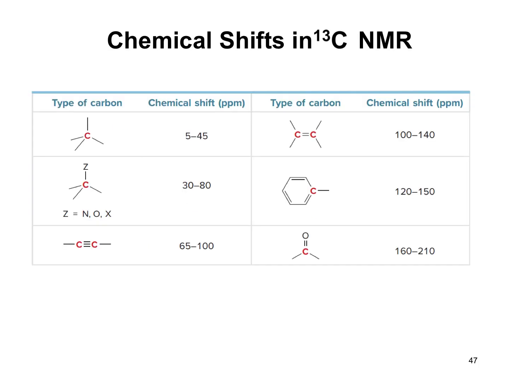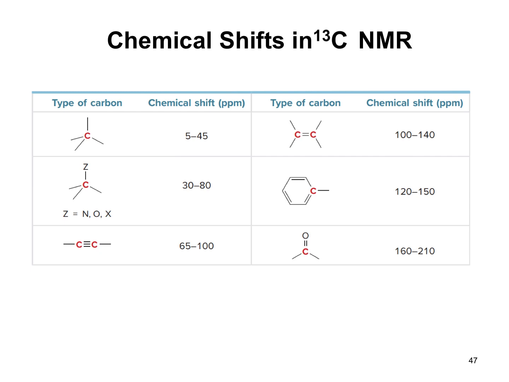So here are common chemical shifts that we find in carbon-13 spectra. You can see the chemical shift for a hydrocarbon carbon is between 5 and 45. Once you put an electronegative atom on there, like a nitrogen, oxygen, or halogen, we shift down to 30 to 80. The carbons in a triple bond are 65 to 100. A double bond is going to be 100 to 140. Benzene carbons generally show up 120 to 150. And then carbonyl carbons are in the range of 160 to 210.